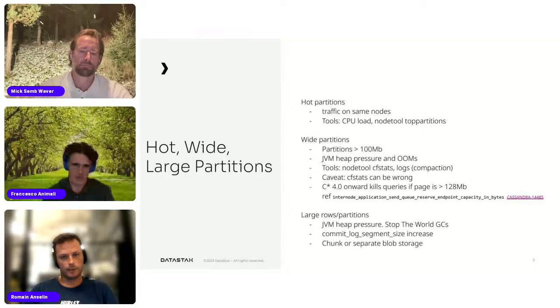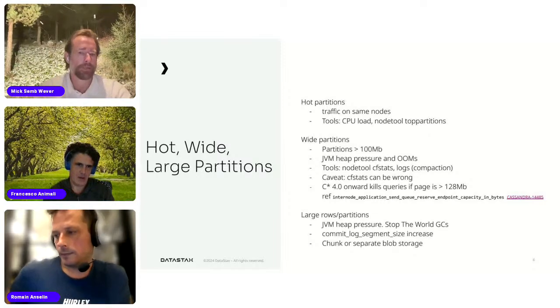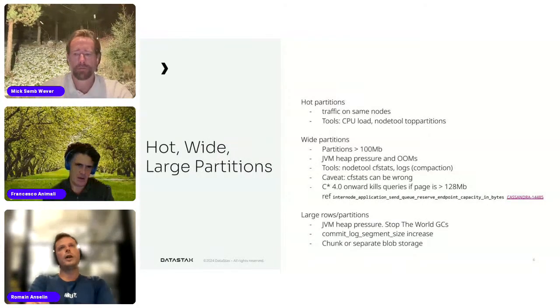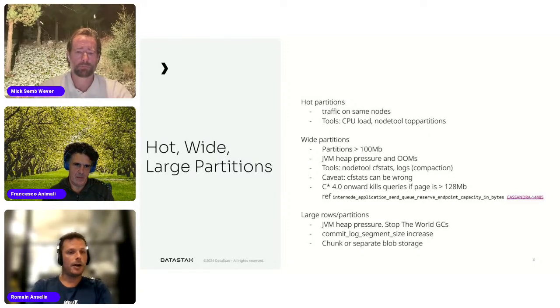And large partitions, which can also be large rows, they're in fact something different. So a large row is when you try to push too much data within one specific row. So typically using blobs and trying to push a full document, a full binary within the database. So that's again something different.